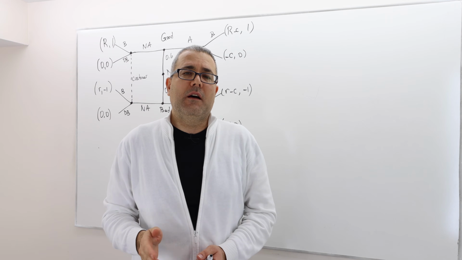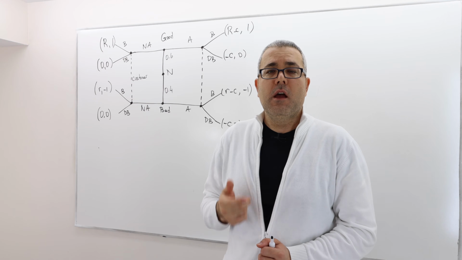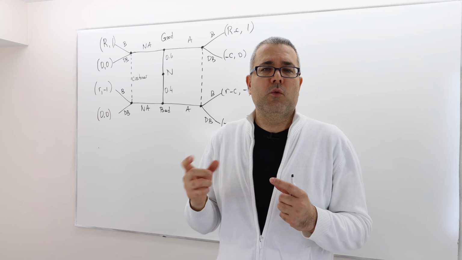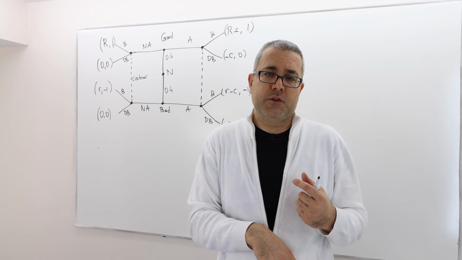Hi guys, I'm going to solve the perfect Bayesian equilibrium of this signaling game, but there's a story of this game, and so we are asked to draw this game tree. So let me read the question first, okay?